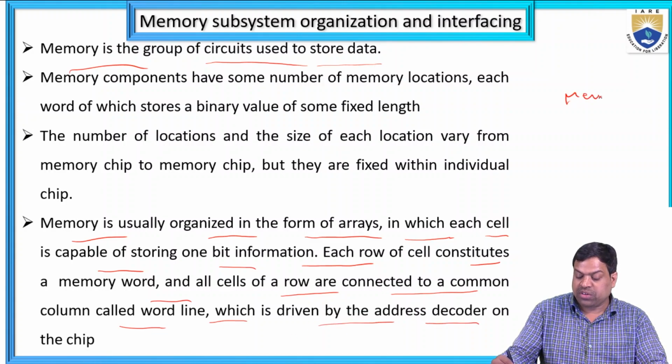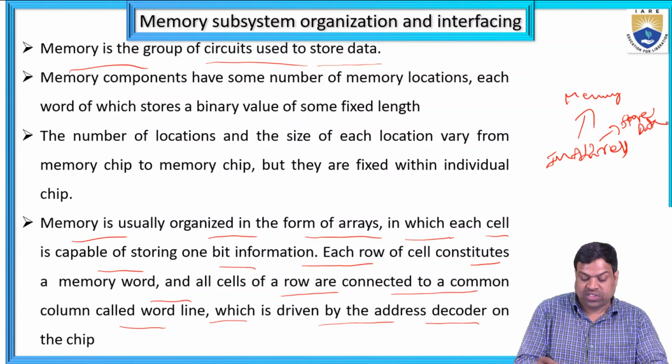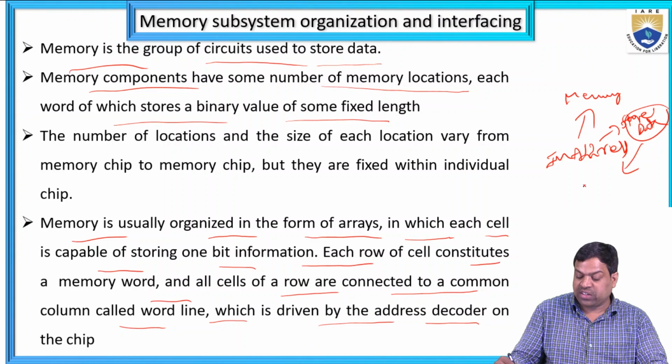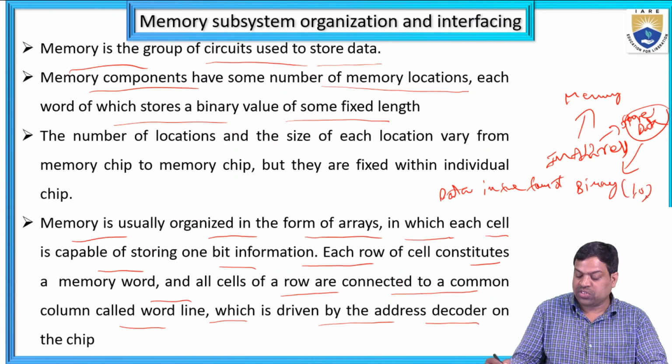So, for every memory we need some address. In that address only we have to store the data. In an address we can store data. That is the reason it is a memory component with memory locations. Each word stores a binary value. So, the data is stored in the form of binary, that is 1 or 0.